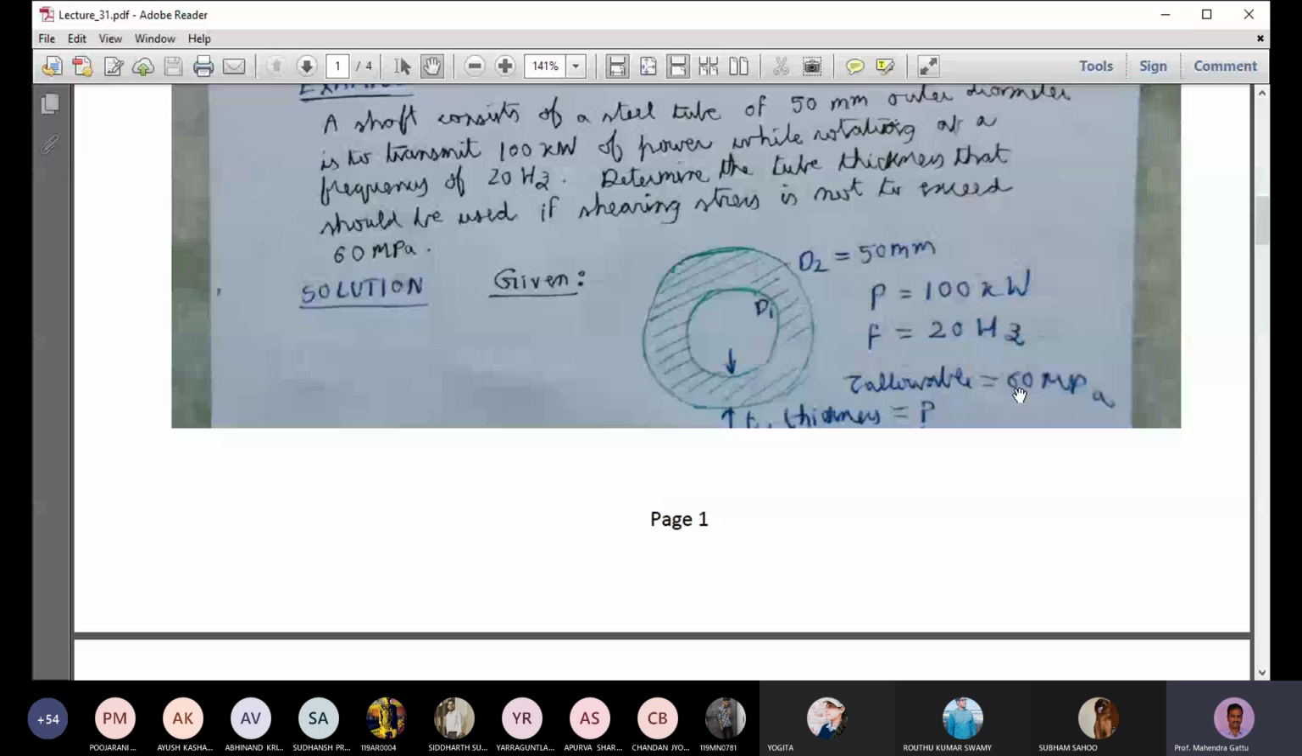So what do we do? We have the outer radius R2, which is half the outer diameter, so we have 25 millimeters.